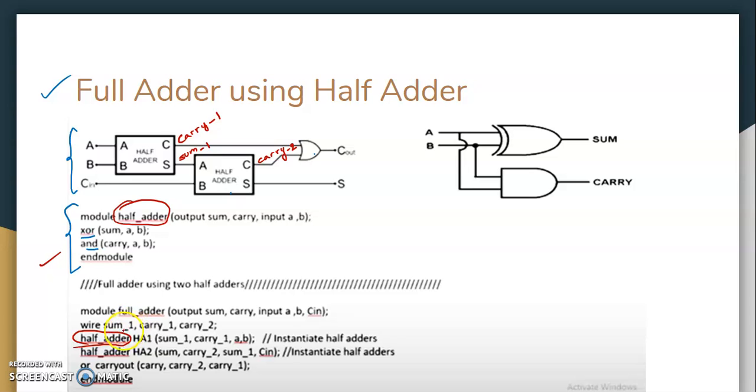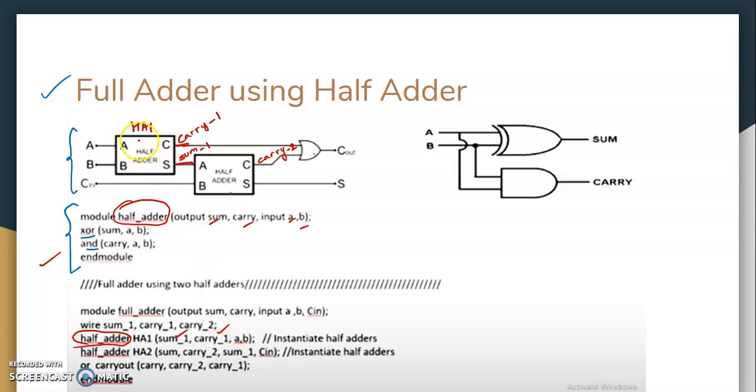This is the half adder. Okay. HA1 is the name of the copy that I have created here. And what are the ports? In which order? Sum, carry, A, B. In this case, what is the sum here? The sum is called sum1, comma. Okay. So I've written sum1. What should I write here? For carry output, carry1. So I've written carry1 here.